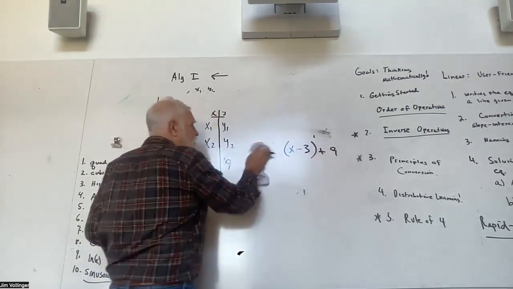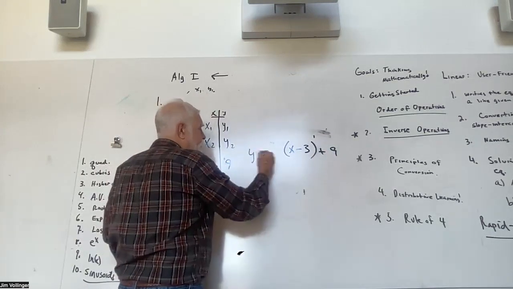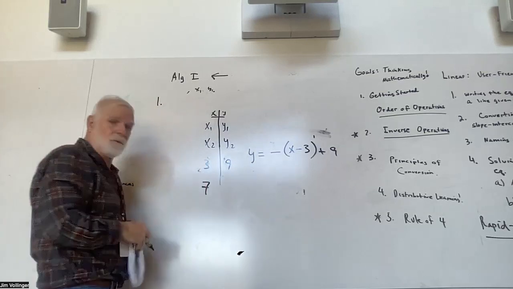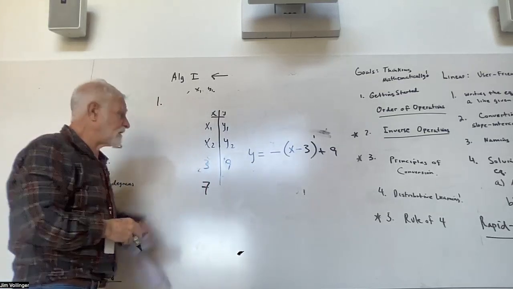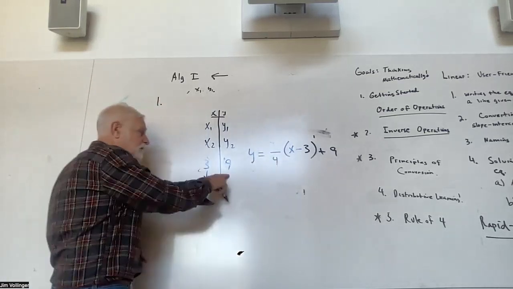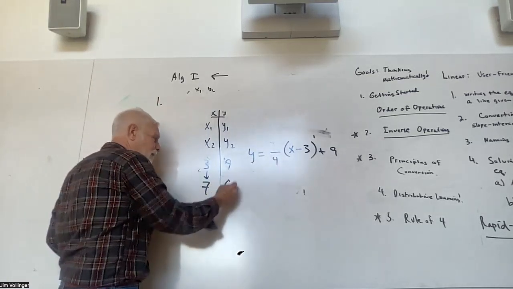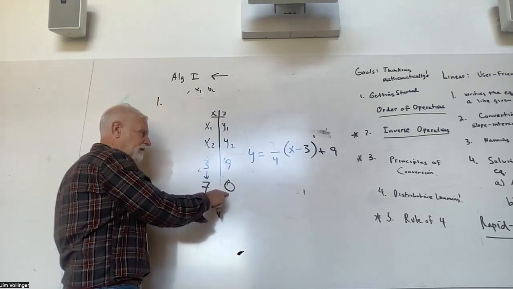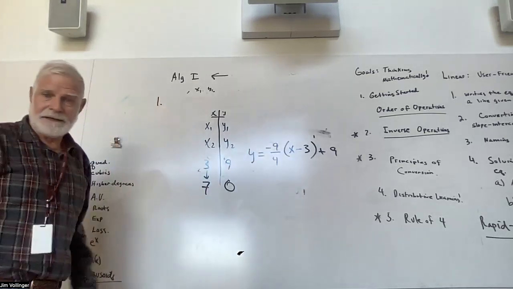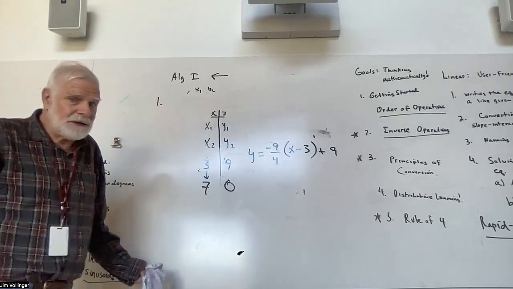All right, now we got to get the change. Okay, well, let's go to 7. What just happened? Your x's went from 3 to 7. They went up 4. Let's go from 9 to 0. How did you get from 9 to 0? You went down 9. That's a linear equation.